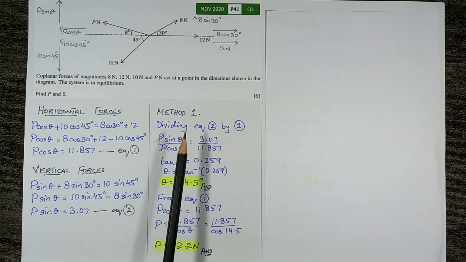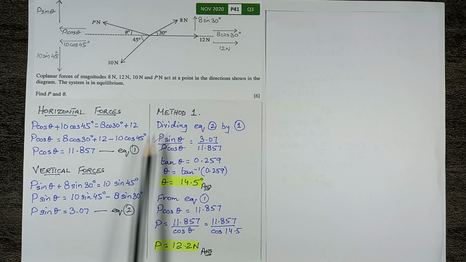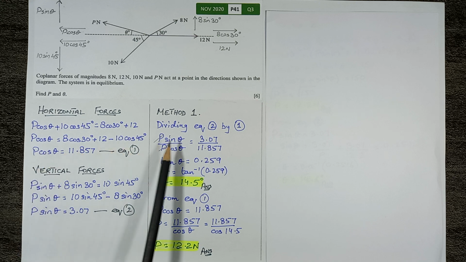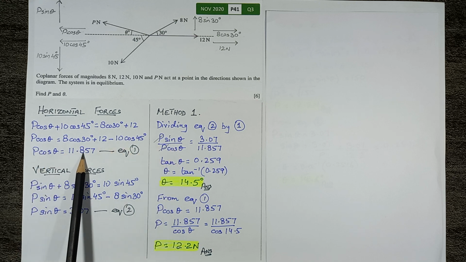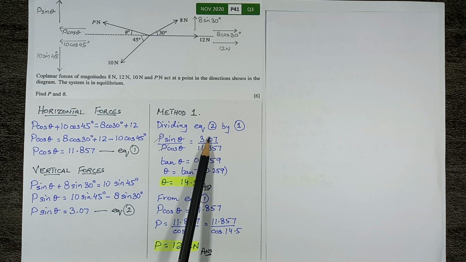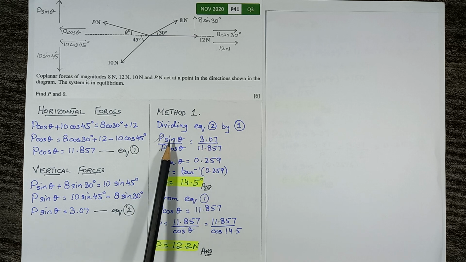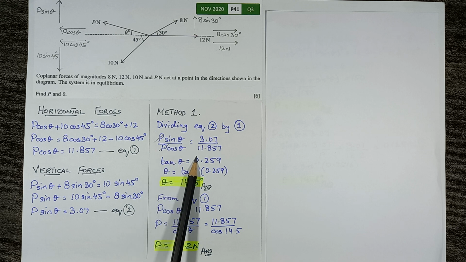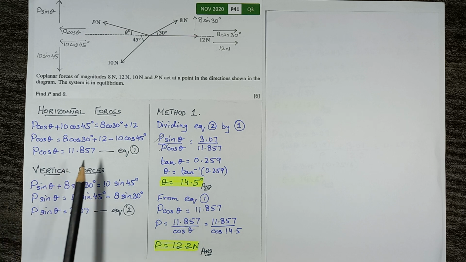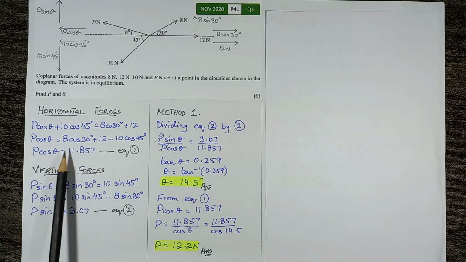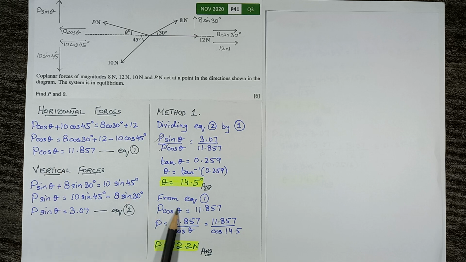Both the methods are very easy. The first method is dividing equation 2 by 1. That means P sin theta divided by P cos theta would be equal to 3.07 divided by 11.857. By dividing, we have this answer. Cancelling P, sin upon cos is tan, and then taking the tan inverse of 0.259, we have the angle. Placing this angle in any of the equations, whether equation 1 or 2, if we take equation 1, which is P cos theta equals 11.857, placing this angle over here, cos theta, and dividing by 11.857, simplifying, we get the value of P.